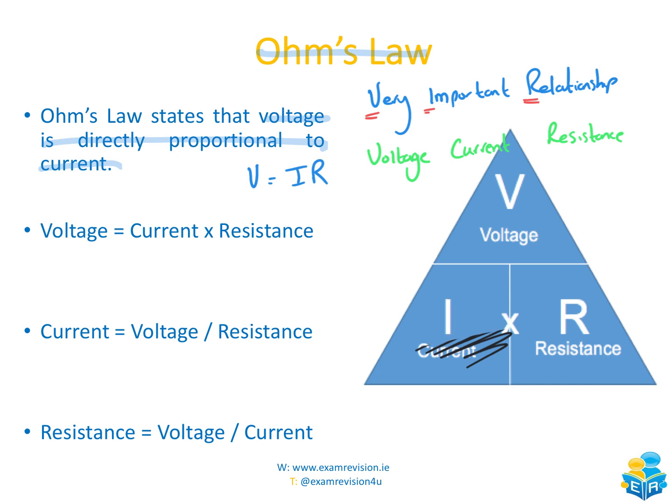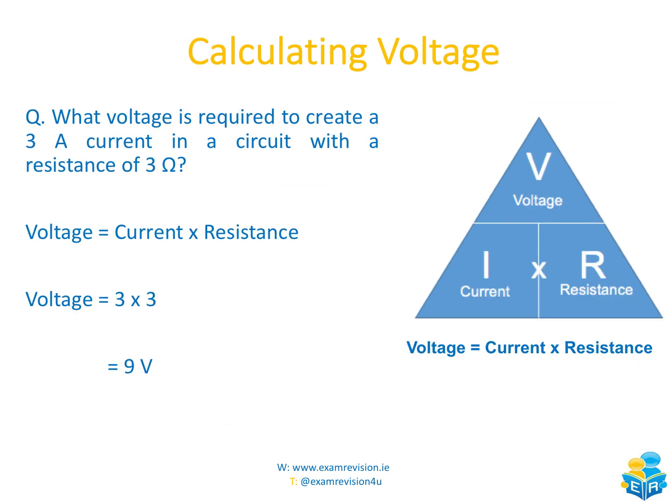And finally, if we're trying to calculate the resistance, cover up the resistance. What are we left with? Well, it's just the voltage divided by the current. And that's what we have here. Resistance is voltage divided by current. So they're the three most important things we get from that triangle. That's how we calculate voltage, current, and resistance. And it's really handy if you learn off that triangle, because it will be really useful in an exam situation just to jot it down at the side of the page and help you remember our very important relationship.